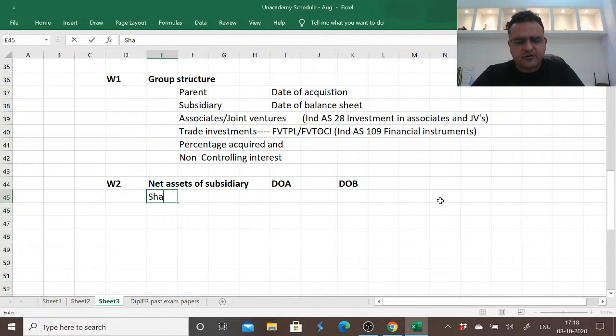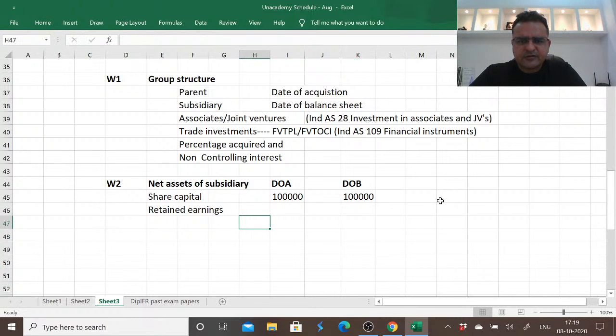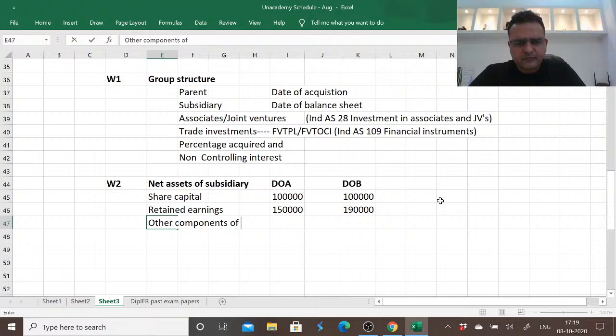So we write the share capital of the subsidiary on date of acquisition and date of balance sheet, and the retained earnings position on both dates. Suppose share capital on the date of acquisition is 100,000, retained earnings on date of acquisition was 150,000, and now it is worth 190,000. There can be other components of equity which were standing at 5,000 and now are worth 9,000.